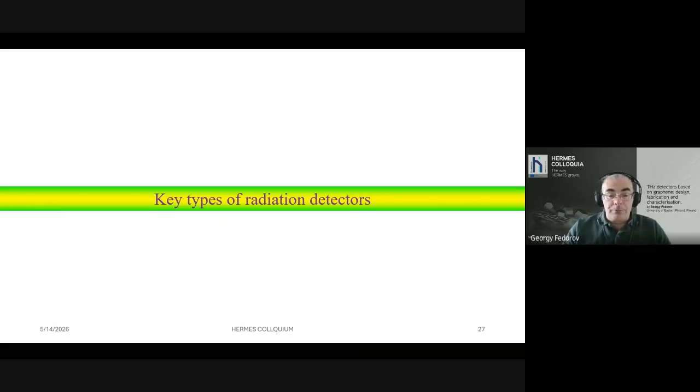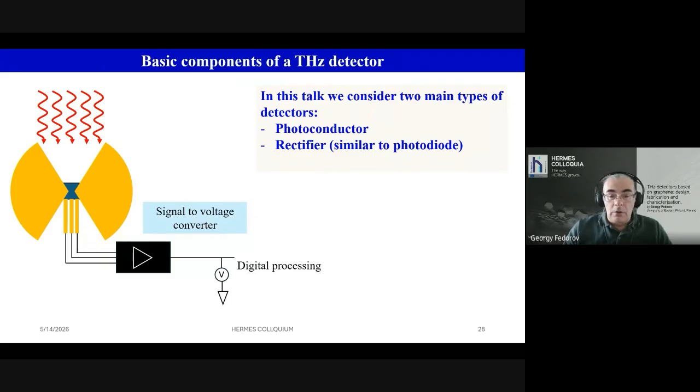Okay, key types of radiation detectors. In this talk, we will not consider anything sophisticated. We consider two types, photoconductor and rectifier, which is similar to a photodiode. And importantly, I will provide just one example of a terahertz detector based on graphene that operates as a photoconductor. Most of them are rectifiers. It's kind of clear to understand why. I will specify this a little bit later.